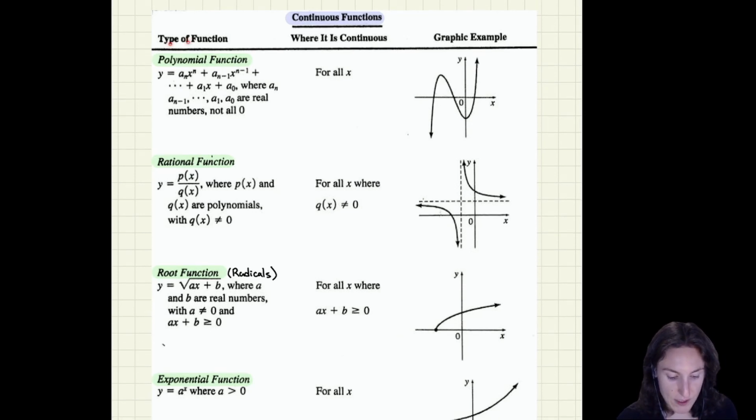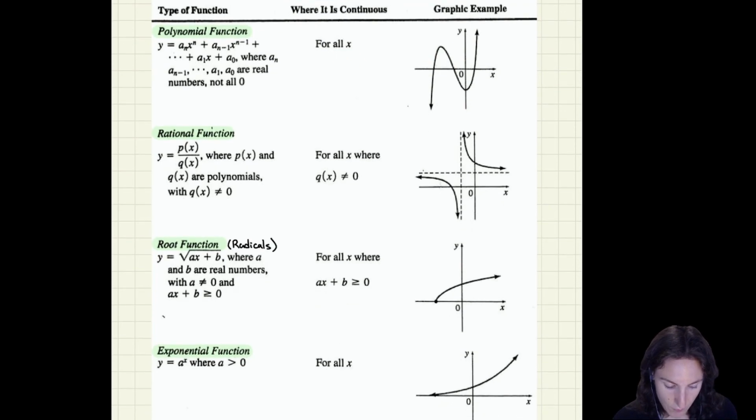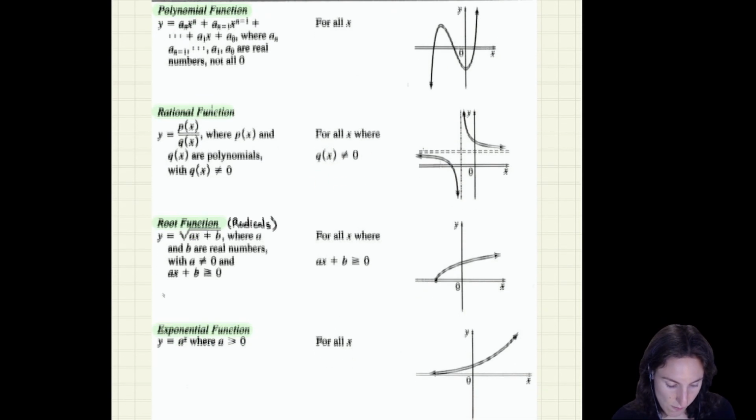So we mentioned when we discussed properties of limits that polynomial functions are going to be continuous for all x because they don't include holes or asymptotes. So for all x, these functions are continuous. For rational functions, the only time that we would have discontinuities is when we would have vertical asymptotes. So when our q of x is equal to 0. Otherwise, it's going to be continuous everywhere else.